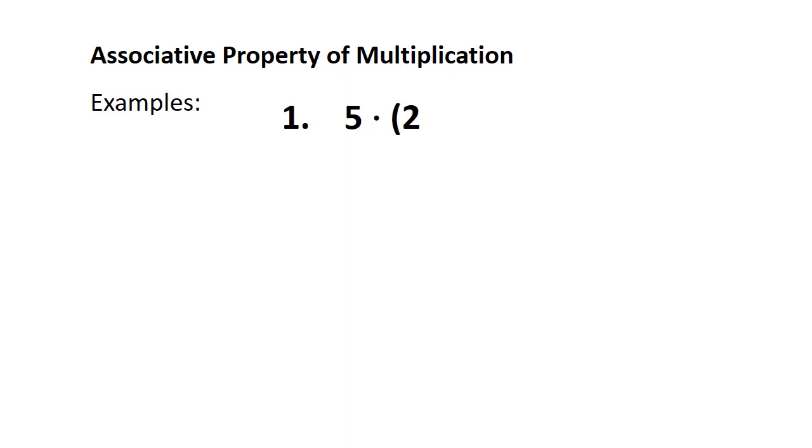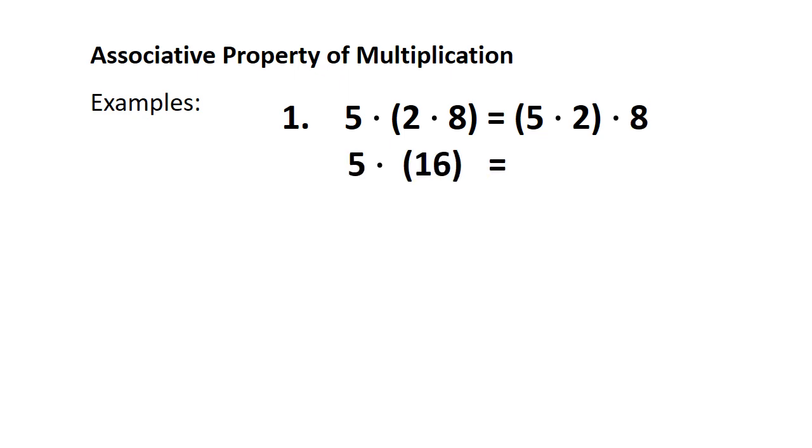Consider the following examples showing the associative property of multiplication. Number 1. 5 times the product of 2 and 8 is equal to the product of 5 and 2 times 8. 5 times 16 is equal to 10 times 8. 5 times 16 equals 80. 10 times 8 is also equal to 80.